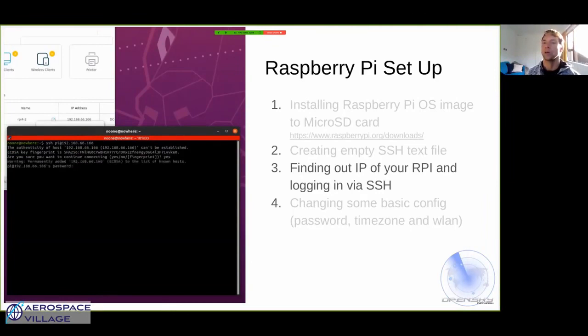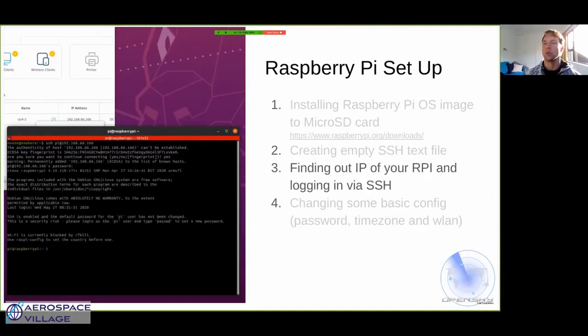Now we need to find out what the IP of our Raspberry Pi on our network is. You can normally see this somewhere on your router's configuration homepage, like shown here. If you can't find it out for some reason, you can always resort to attaching a monitor and keyboard and mouse to the Raspberry Pi and finishing the setup in that way. The initial login to the Raspberry Pi should work with username Pi and password Raspberry.